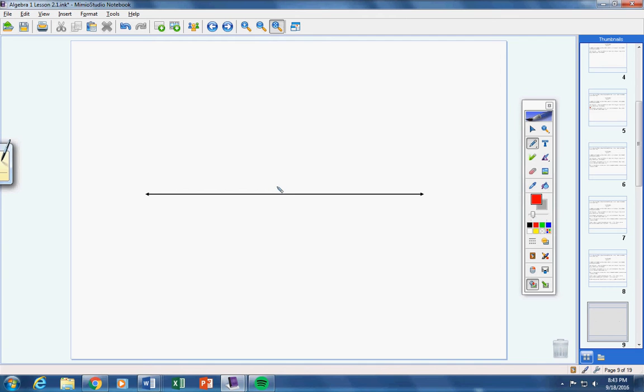Excuse me. In the middle, we'll go and put a 0. Then we'll put a 1, a 2, a 3, a 4, and of course this goes on and on. That's why there's an arrow right there. And then to the left, we have negative 1, negative 2, negative 3, negative 4, and so on and so forth, okay?